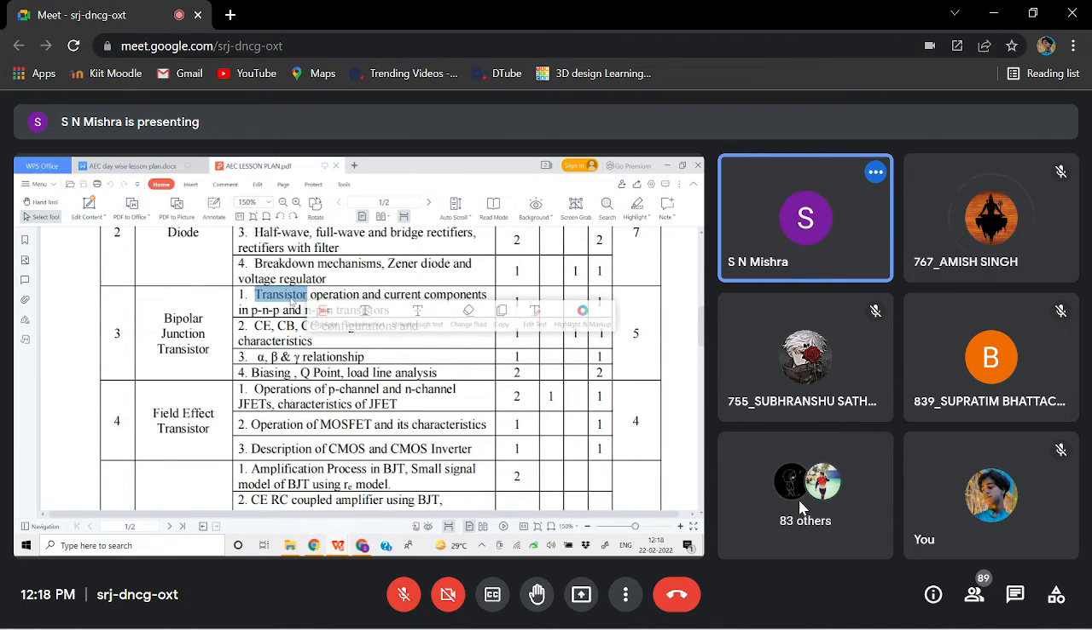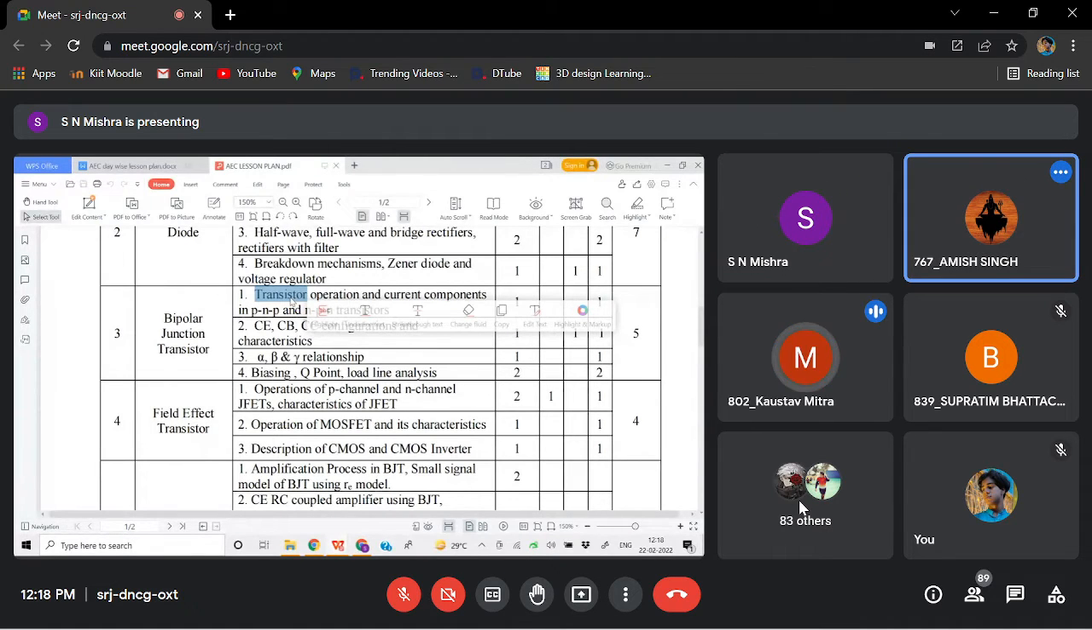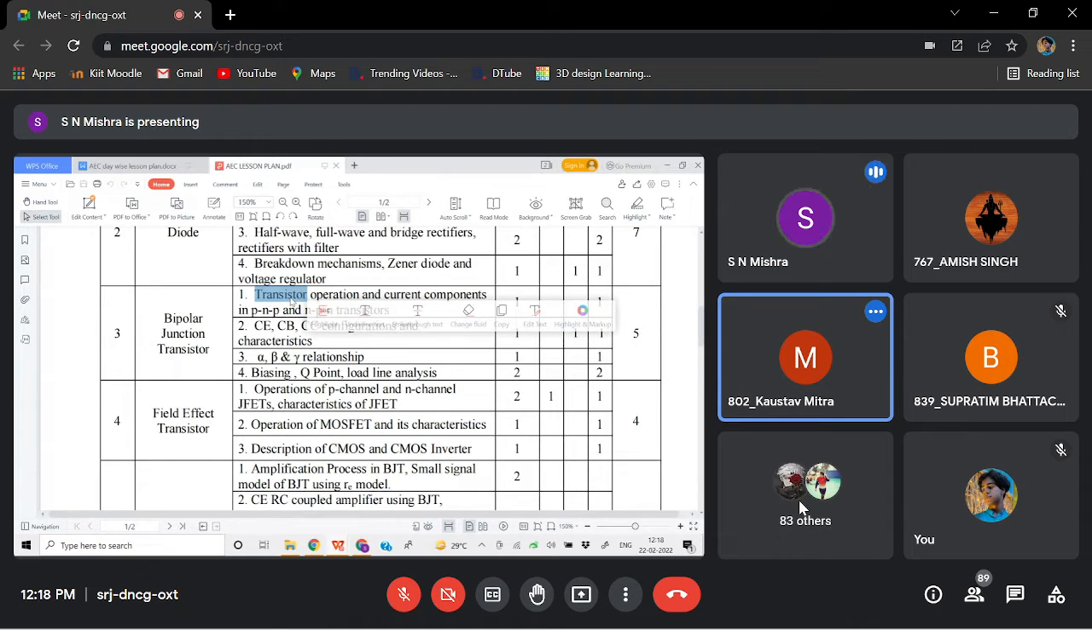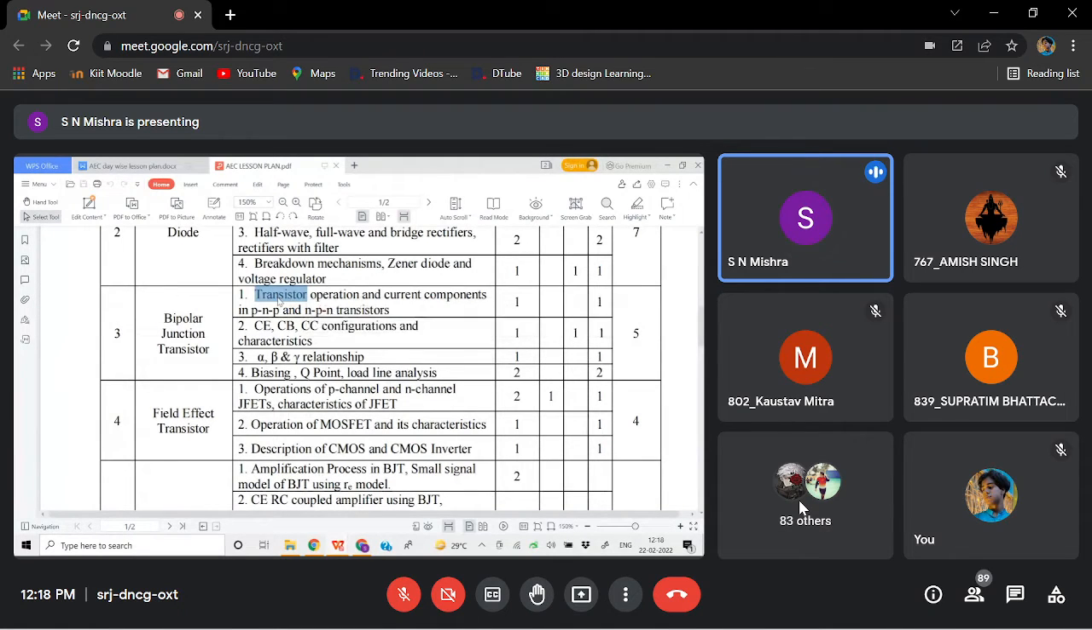Amplifier, it increases the power or output, increasing the magnitude of a variable. Amplifier means it will amplify the signal strength. Okay, signal strength means amplitude, but it will not change frequency.